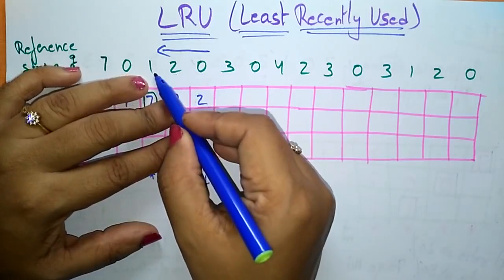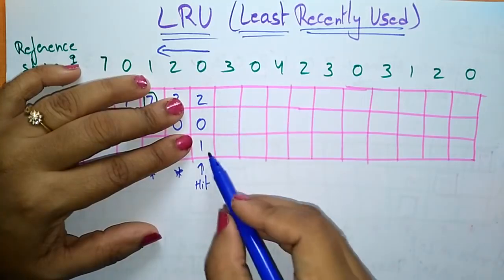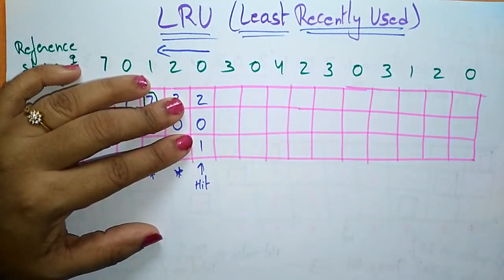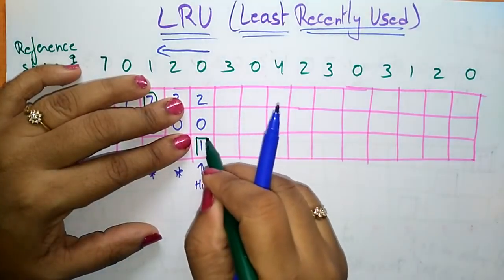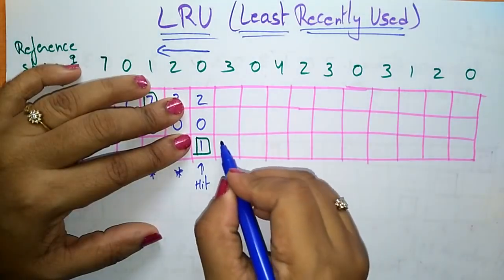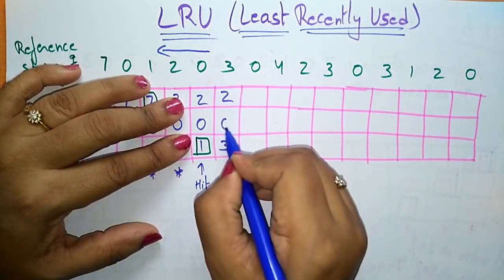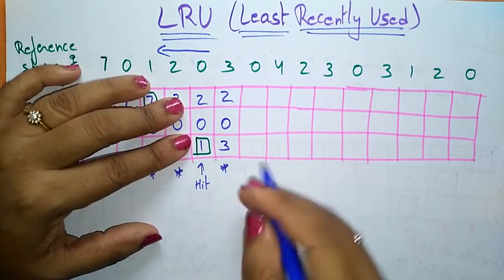Next to 2, next to 1. So 1 is the least recently used. So remove 1. In place of 1, you have to place 3. So this is the same, 2, 0, 3. So this is also a page fault.